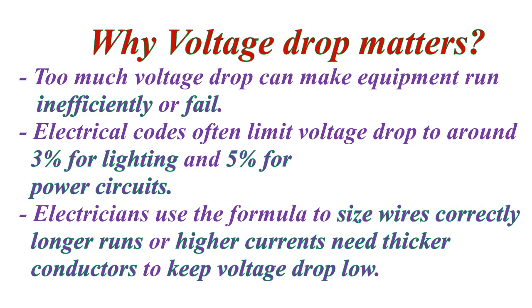Because too much voltage drop can make equipment run inefficiently or fail. Electrical codes often limit voltage drop to around 3% for lighting and 5% for power circuits. Electricians use the formula to size wires correctly. That means longer runs or higher current need thicker conductors to keep voltage drop low. In short, voltage drop is like water pressure loss in a long pipe. The farther the electricity travels through the resistance, the more push it loses before reaching the load.